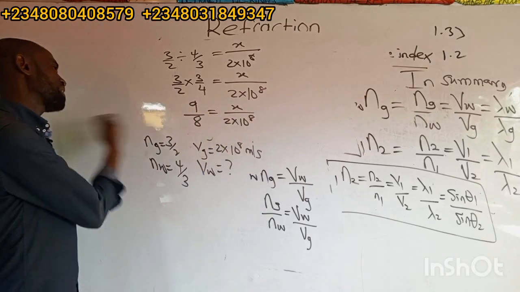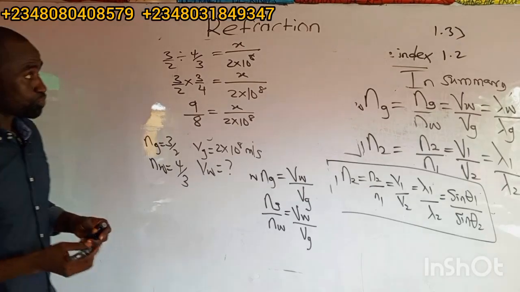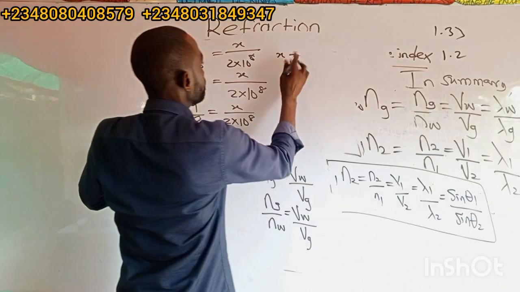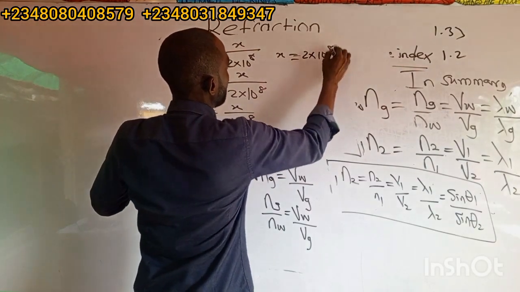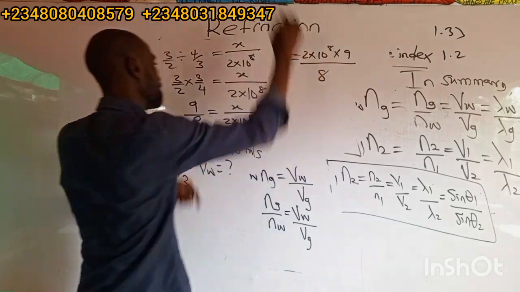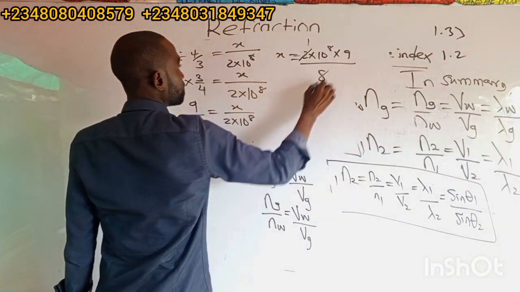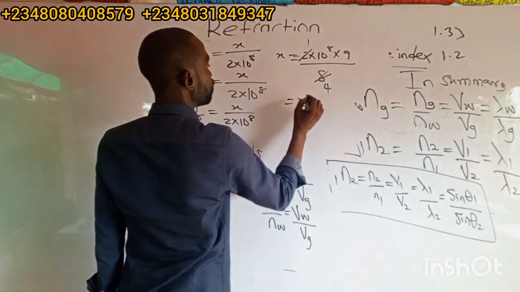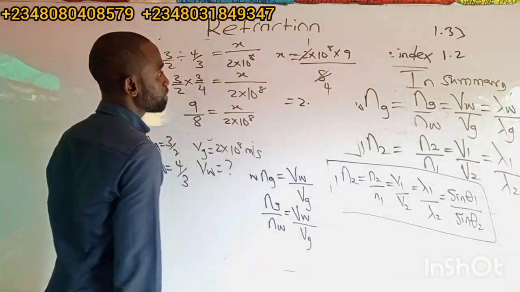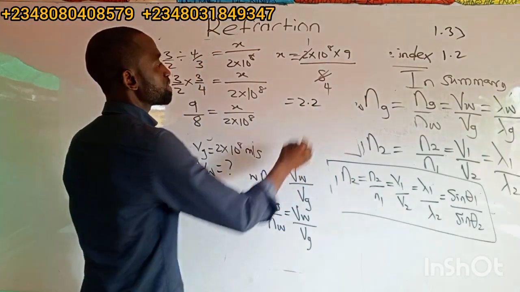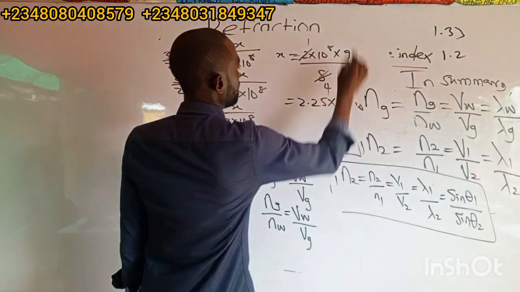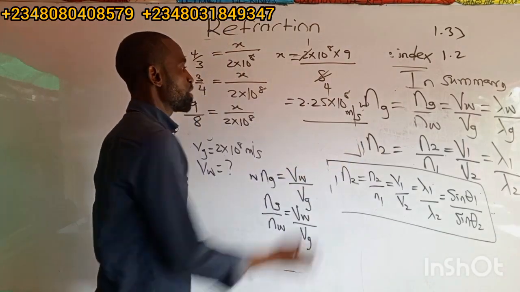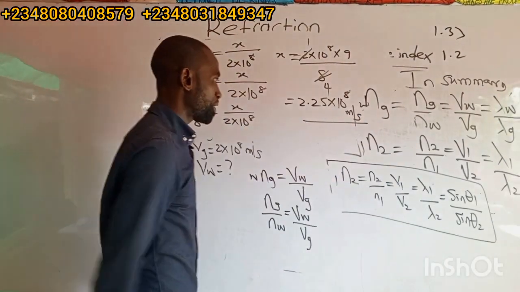What's the next thing? Multiply. So here, we are having X equals this times this all over this. So now we have 2 times 10 to the power 8 times 9 all over 8. 2 here 1, 2 here 1. No, 4. 4 in 9. This is 2 point, that is 8, 1, that is 2, that is 5. So times 10 to the power 8 meter per second. Please don't make that mistake. So we have 2.25 times 10 to the power 8 meter per second.